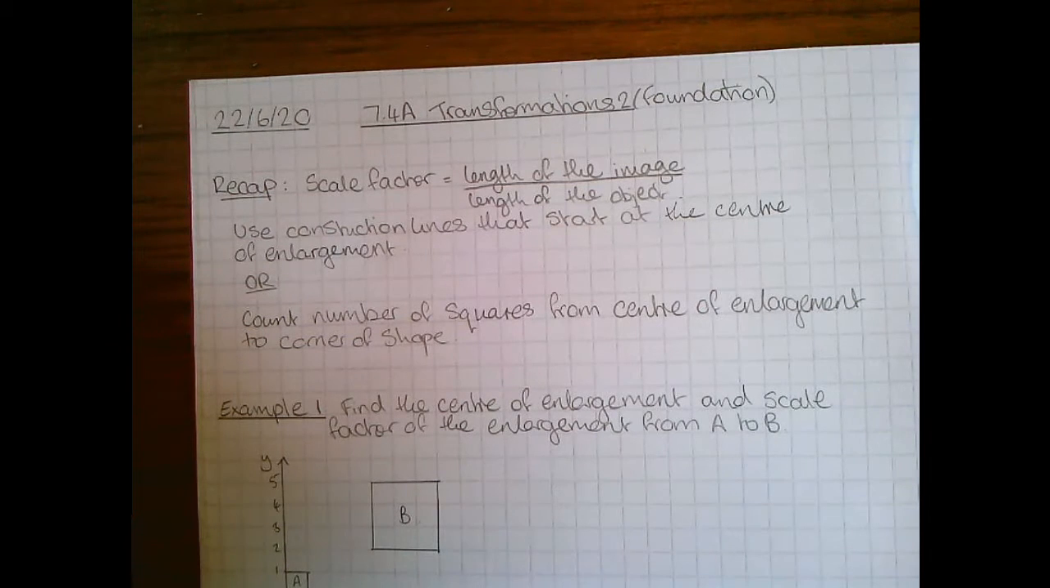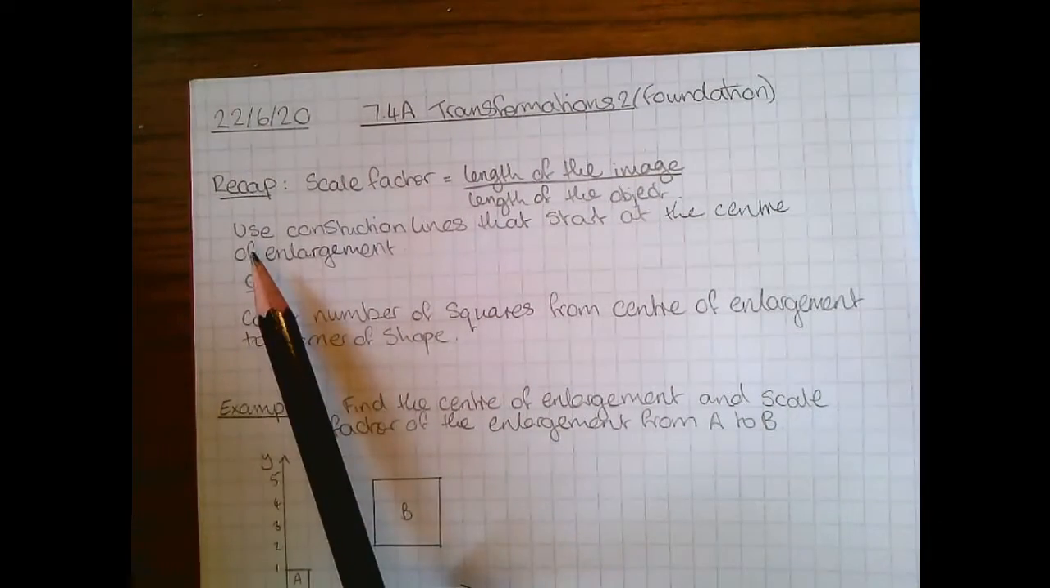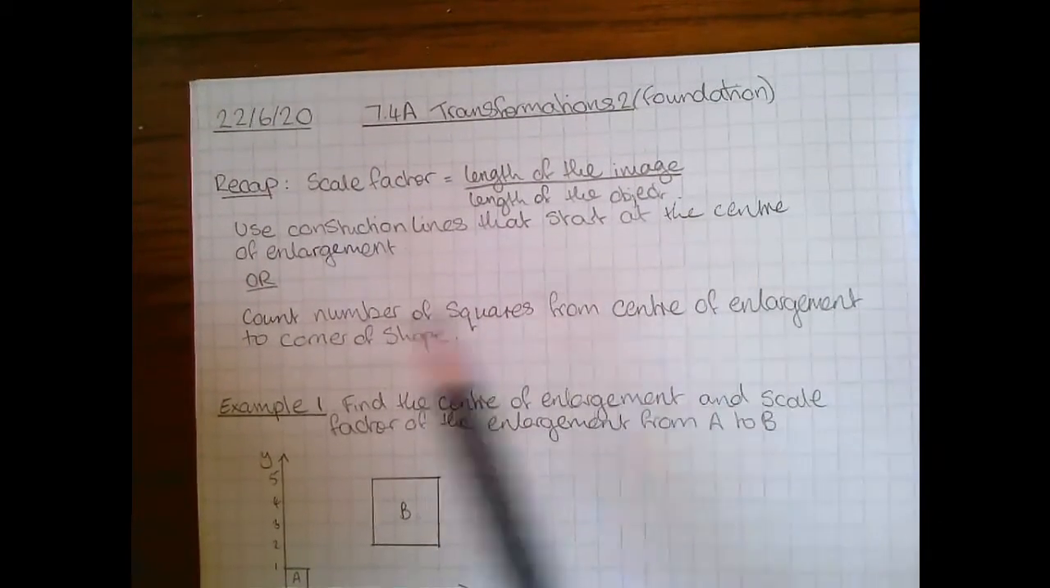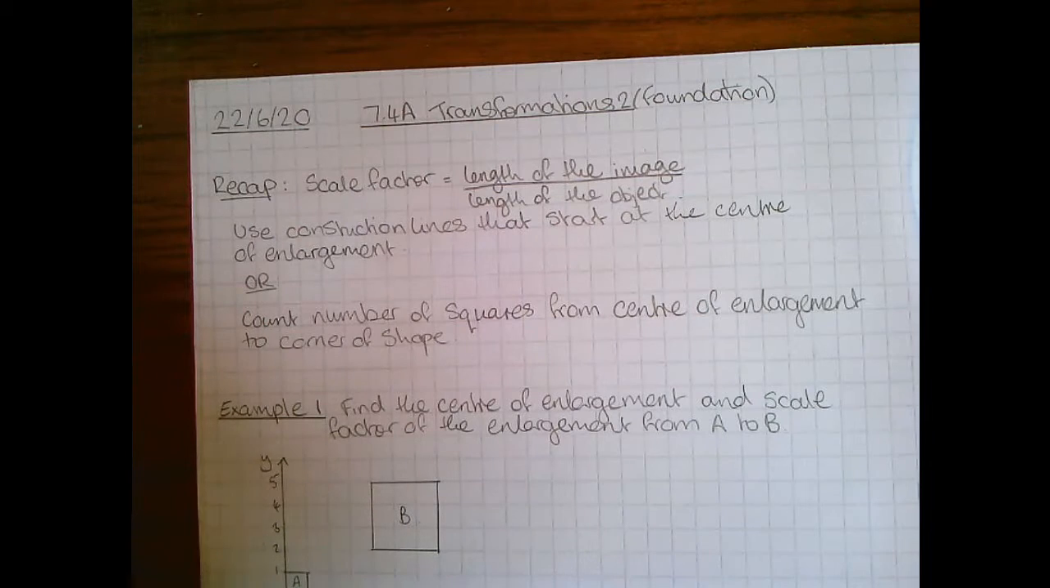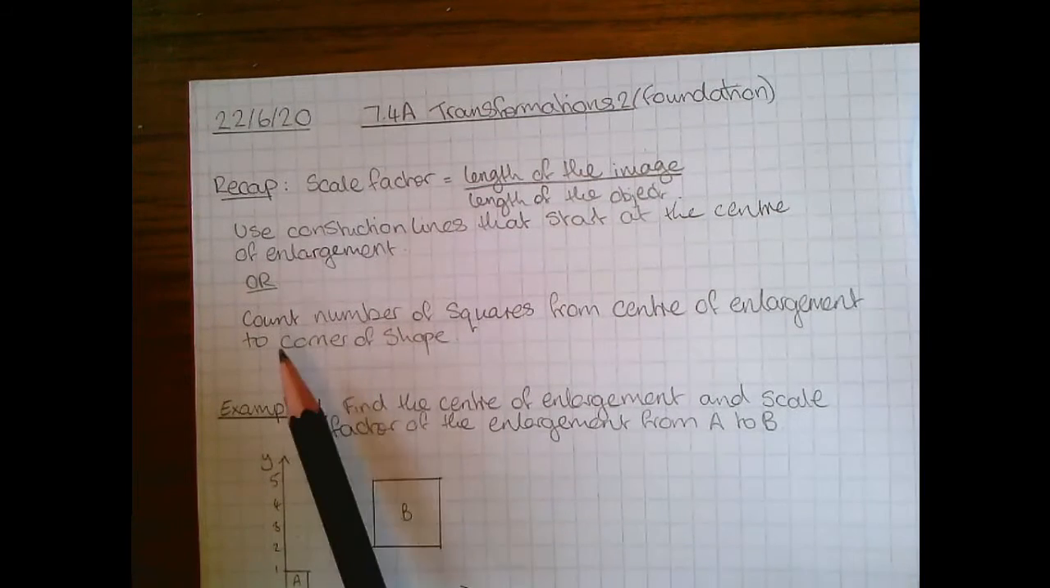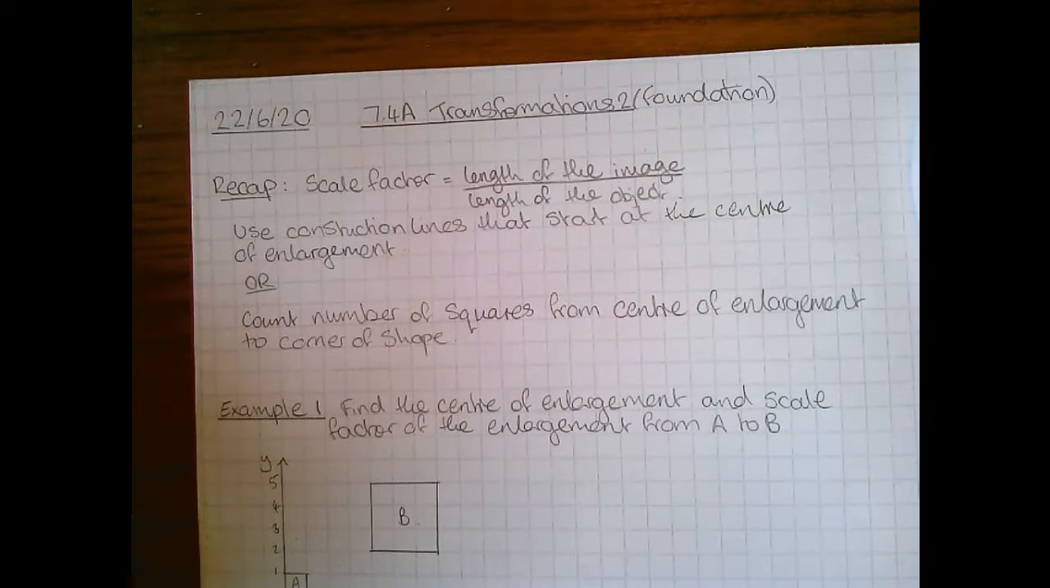Okay, and then we had two different methods of constructing our enlargements and doing our enlargements. So we use construction lines that start from the centre of enlargement. So we start from our centre of enlargement and we project it out through the corners of our object. Okay, or we could count the squares. So we could start at our centre of enlargement and count how many squares in the x and how many squares in the y direction we've gone. Okay, and then we've multiplied both of those directions by our scale factor.